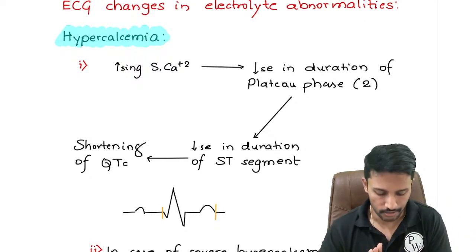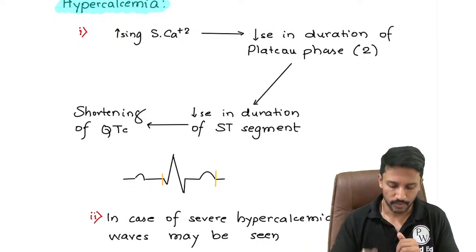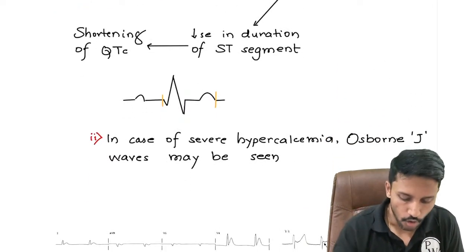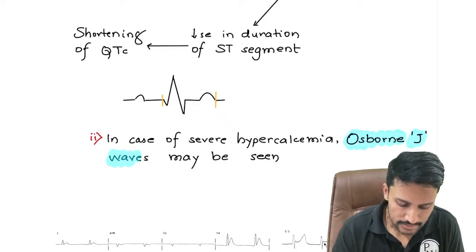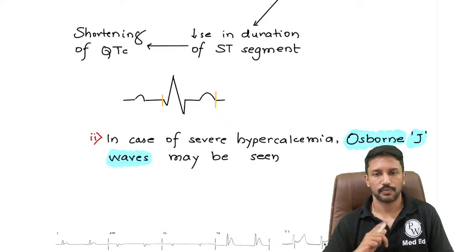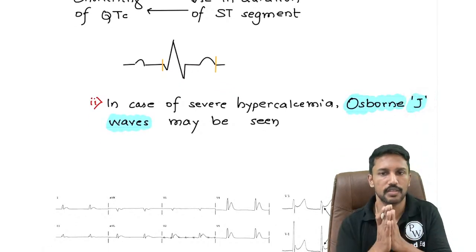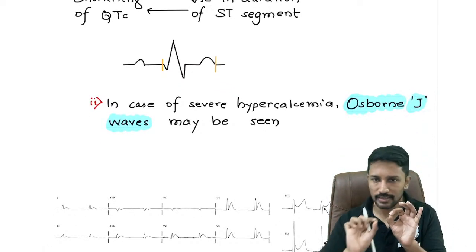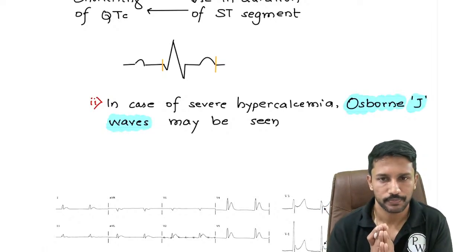Short QT interval. Okay. And if the calcium level increases severely, we get one more change, which is called Osborn J waves. We'll understand what this Osborn J wave is. So first of all, in the ECG, we know what J is, right? There is a J point. What is the J point? The end of the QRS complex and the beginning of the ST segment. We call it the J point, right?